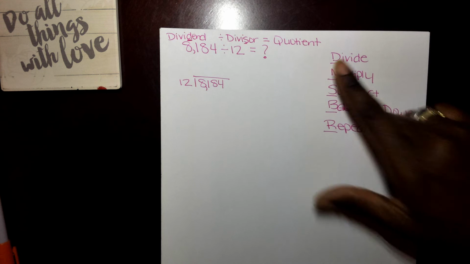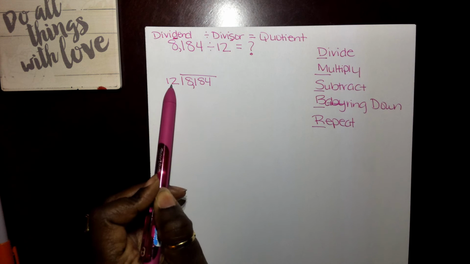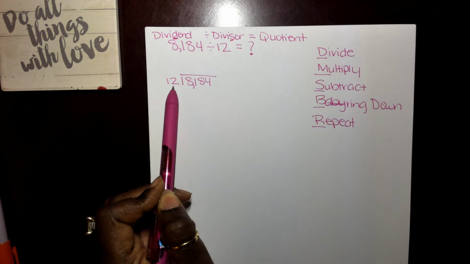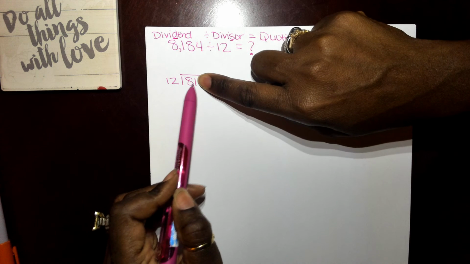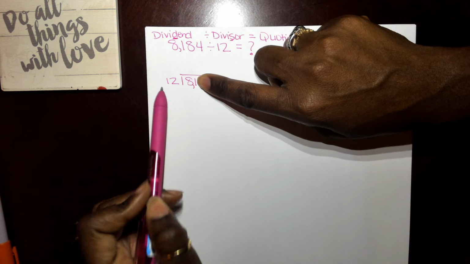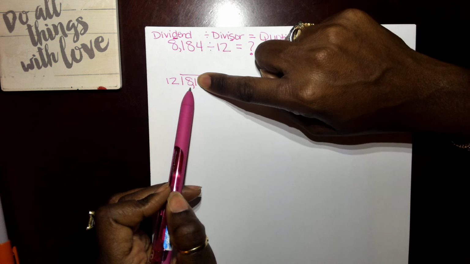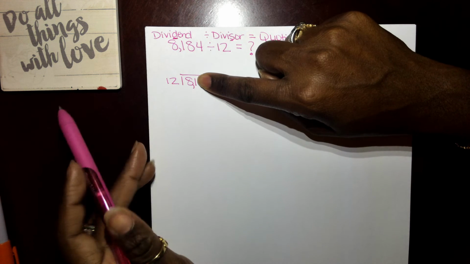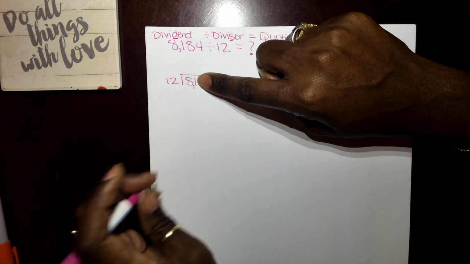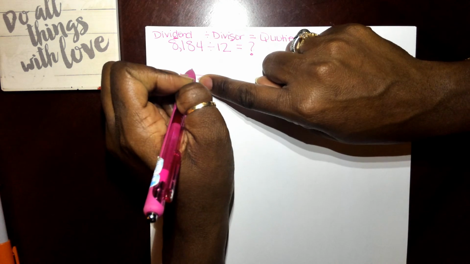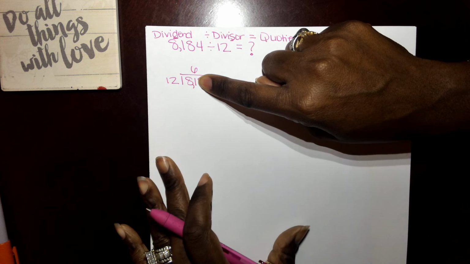So first we're going to look at division. We're looking at how many times 12 can go into 8. We see that we don't have enough to give out 12, so we go to the next number and treat that all as one whole number. So now we have how many groups of 12 can go inside of 81? Well, 12 times 6 will give us 72, and I think that's as close as we can get to 81 without going over.